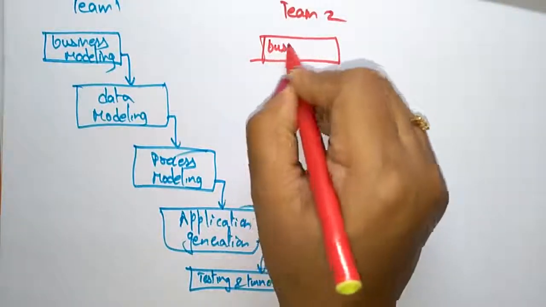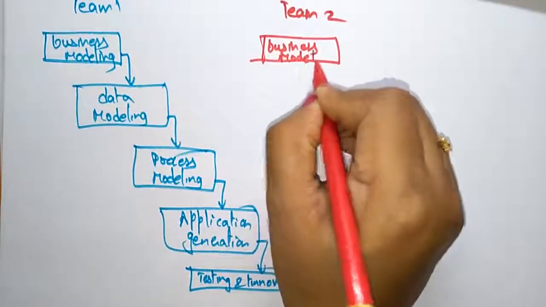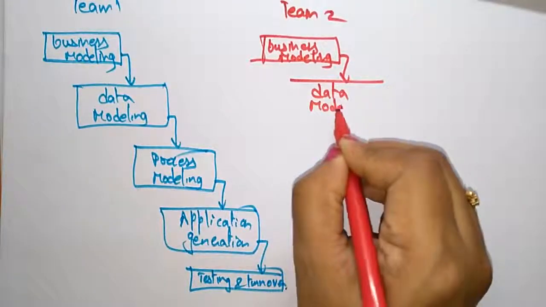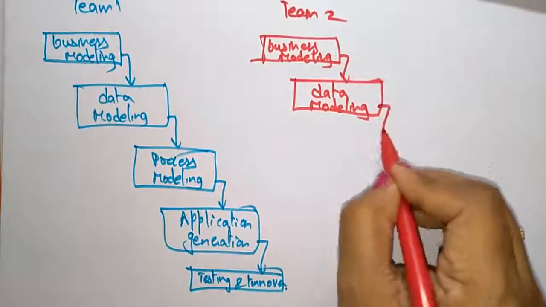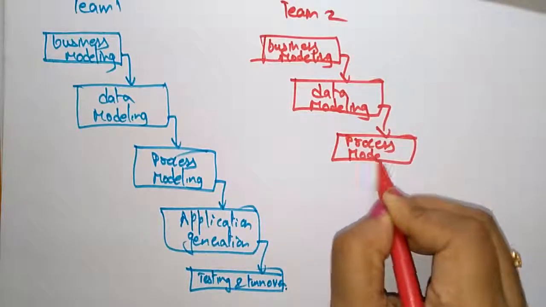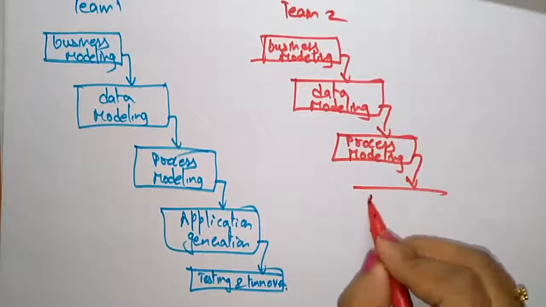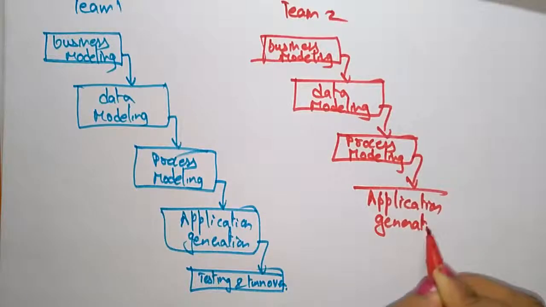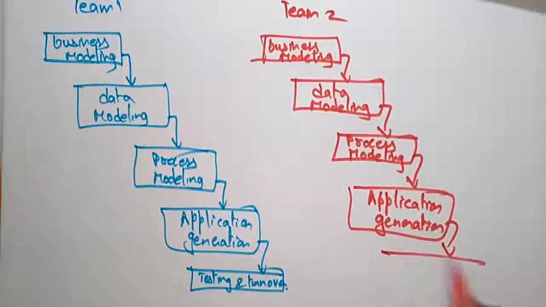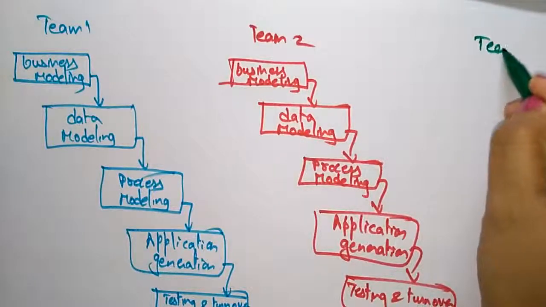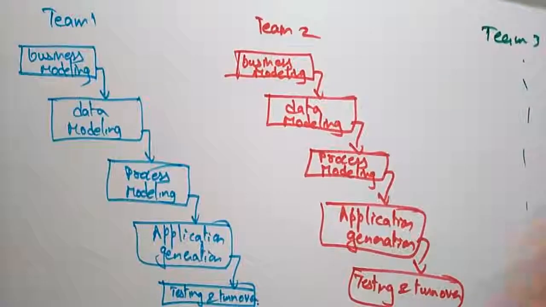So team 2: business modeling, data modeling, process modeling, next application generation, next testing and turnover. Okay, so like that team 3 also. So it will be divided into different teams.